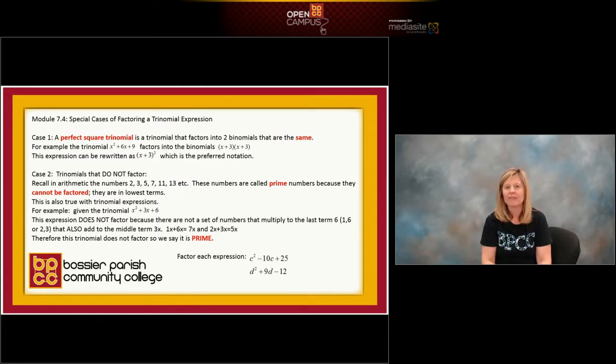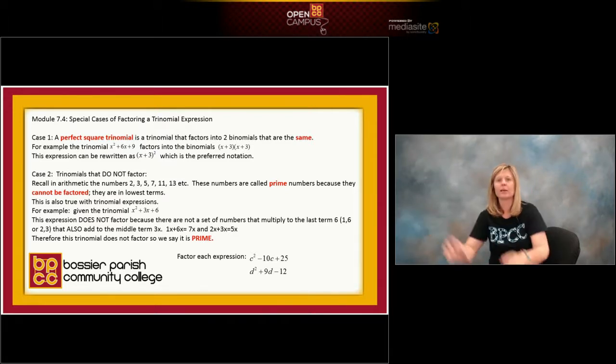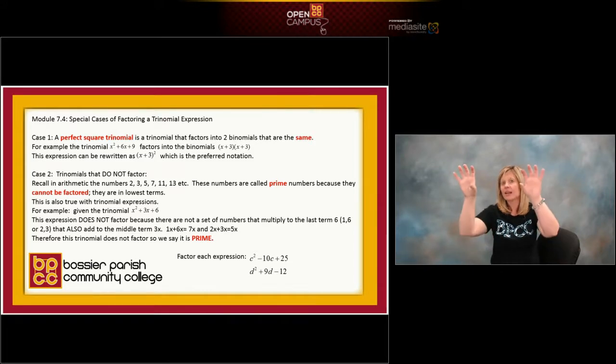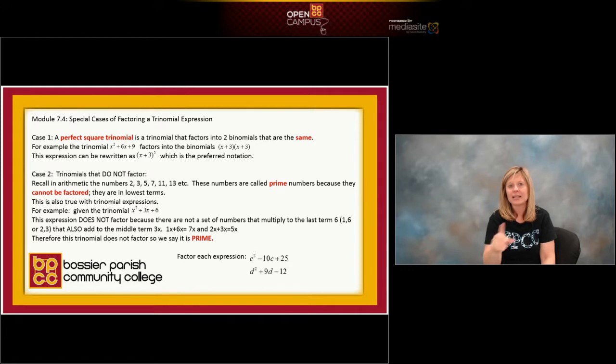1 and 9 will never add to 6, so 1 and 9 are out. 3 and 3 will add to 6, so we know we're going to use 3 and 3. Adding means the signs in the binomials must be the same. And if I want to add to that middle term positive 6x, both of my 3's have to be positive. So we know when we factor x squared plus 6x plus 9, we get x plus 3 times x plus 3. But that's the same term, the same expression.